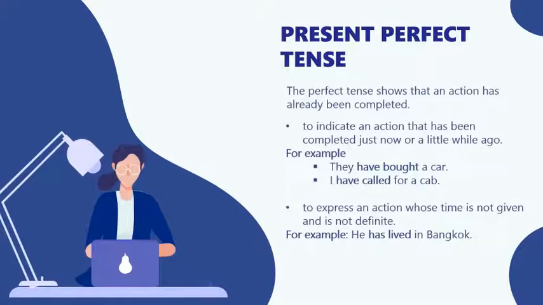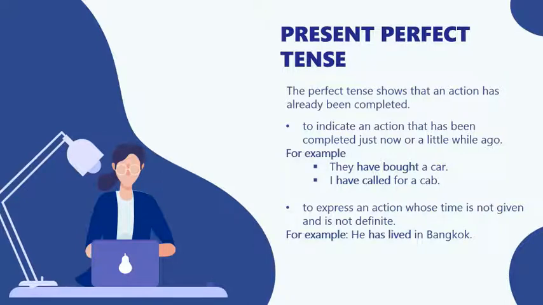Let's learn about the third form, present perfect tense. The present perfect tense shows that an action has already been completed. It is used to indicate an action that has been completed just now or a little while ago. For example, they have bought a car. Next example, I have called for a cab.